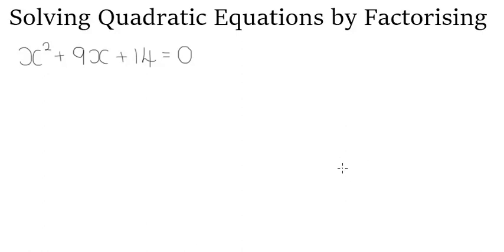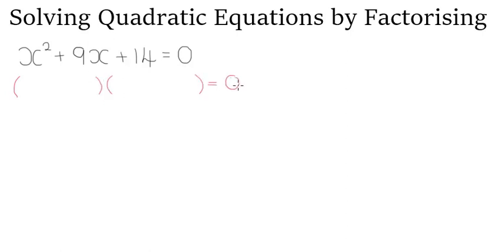Okay, so today we're going to look at how to solve a quadratic equation by factorising. What I mean by factorising is putting it into brackets. And we know that this is a quadratic equation because it has this x squared at the front. The first thing to do when solving a quadratic equation is to ensure that it's always equal to 0, which in this case it is. And also remember that a quadratic equation is going to have two brackets.